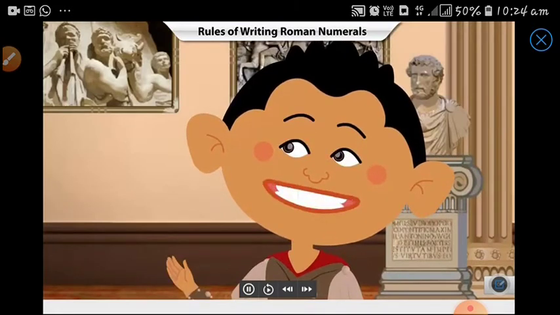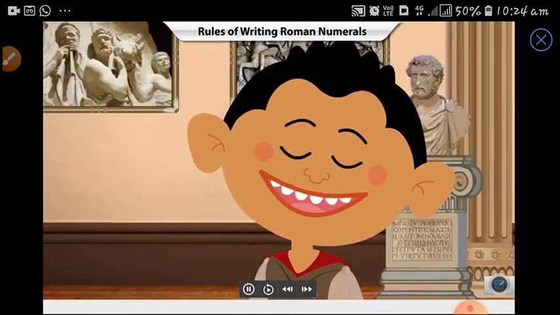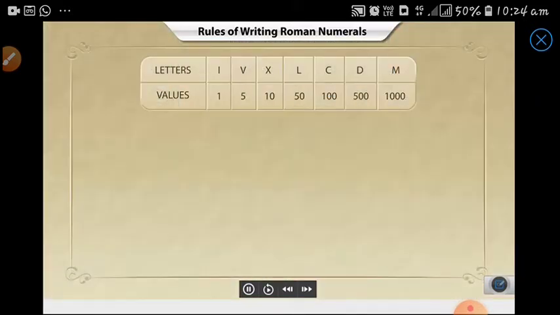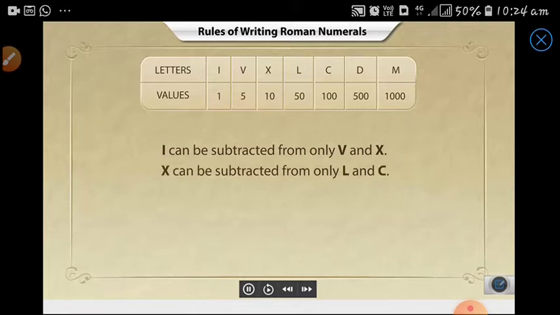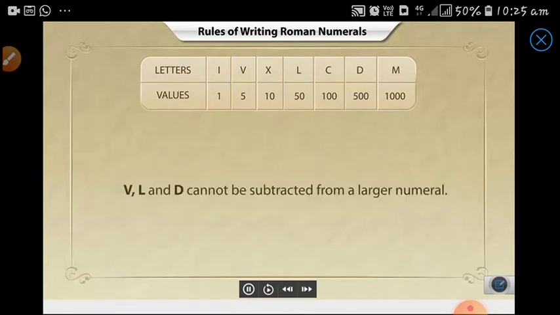So, does that mean that I can subtract any smaller numeral from a larger numeral? For example, can I subtract I from L to get 49? No, Pasha. You can subtract I from only V and X. Similarly, X can be subtracted from only L and C. And C can be subtracted from only D and M. Note that the numerals V, L and D cannot be subtracted from a larger numeral.